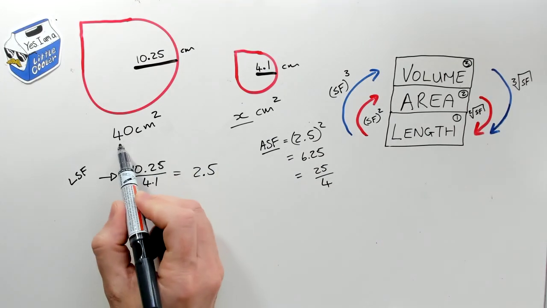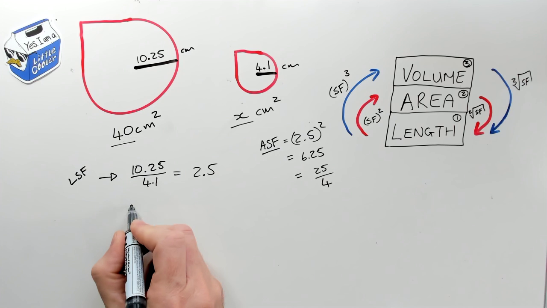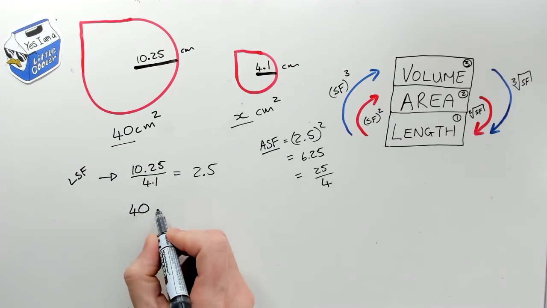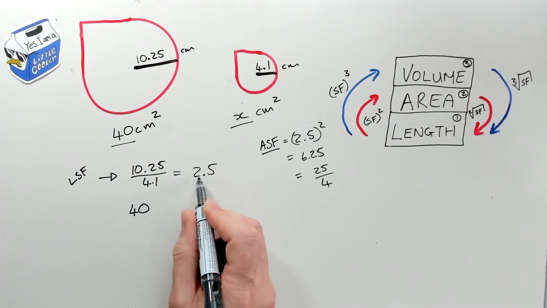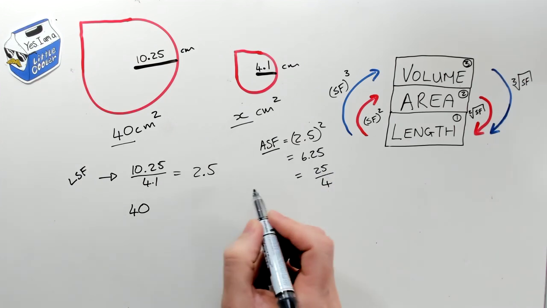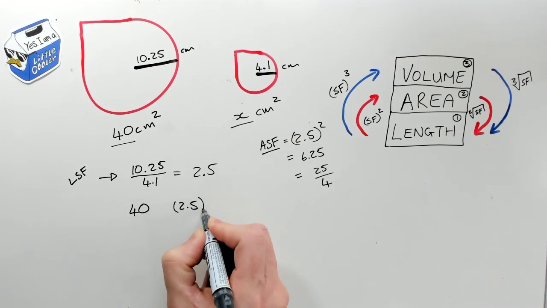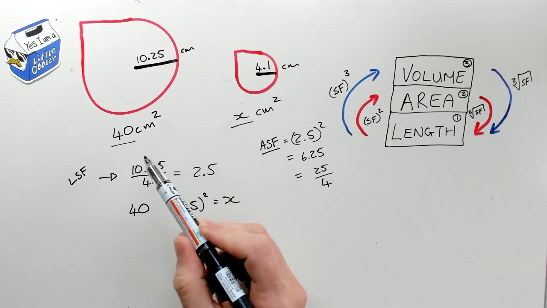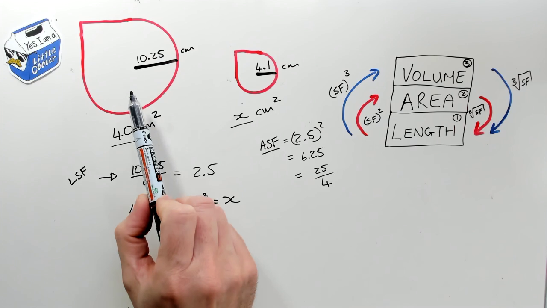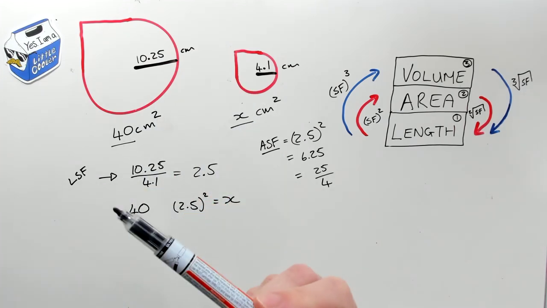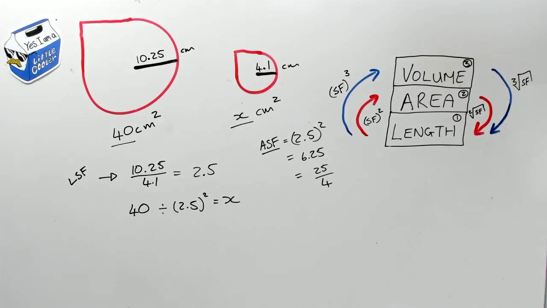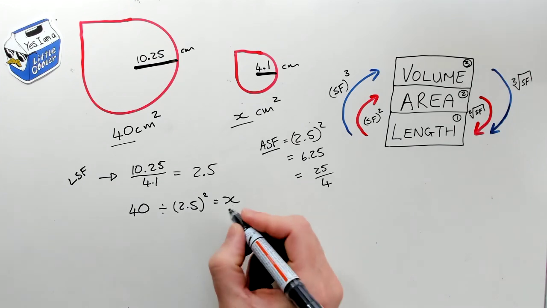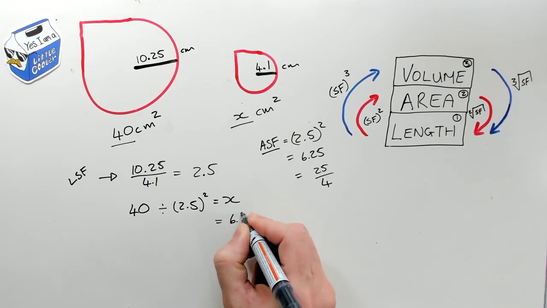Now, the next step would be to write down what they gave me. So I write the 40, and usually I write the scale factor that I'm going to use. In this case, it's 2.5 squared, and I know that's going to give me x. But now I just have to decide, am I going to multiply or divide? I'm going from a bigger shape to a smaller shape, so I will have to divide. And you can just type that in your calculator. So 40 divided by 2.5 squared, that would give me 6.4. So x is 6.4.